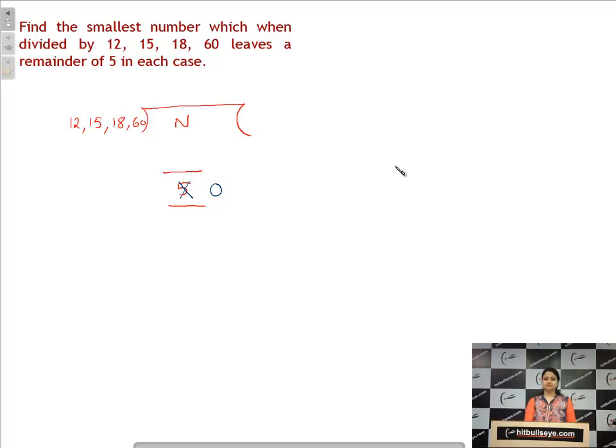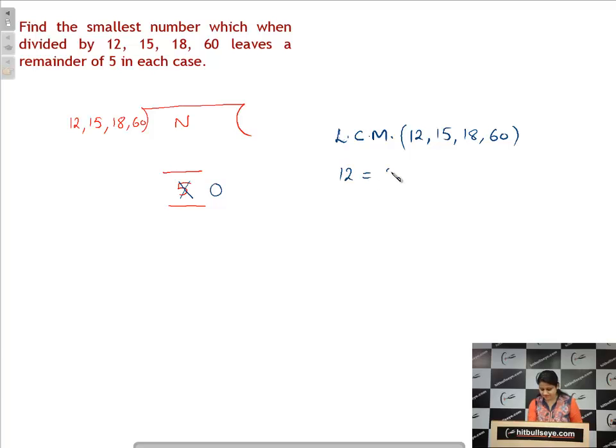Since we are interested only in the least number, we will find the least common multiple of 12, 15, 18 and 60. You can go by the long division method as well as by the prime factorization method. In this question, I am going by the prime factorization method.